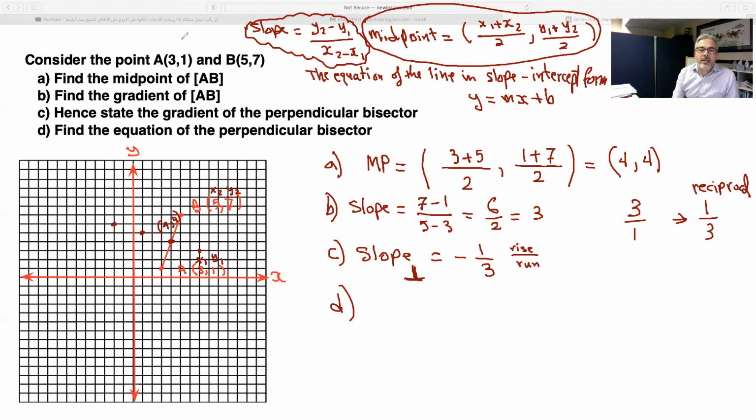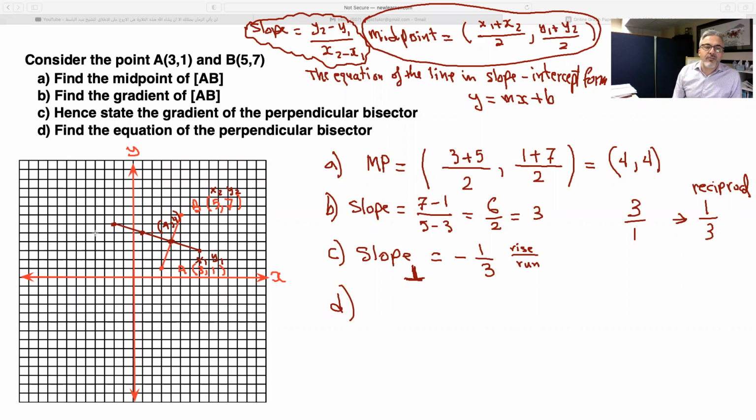And this way I know I have points. I could draw my perpendicular bisector if I want. So here's your perpendicular bisector. The thing is, sometimes it's good to visualize what's happening when you're answering things.